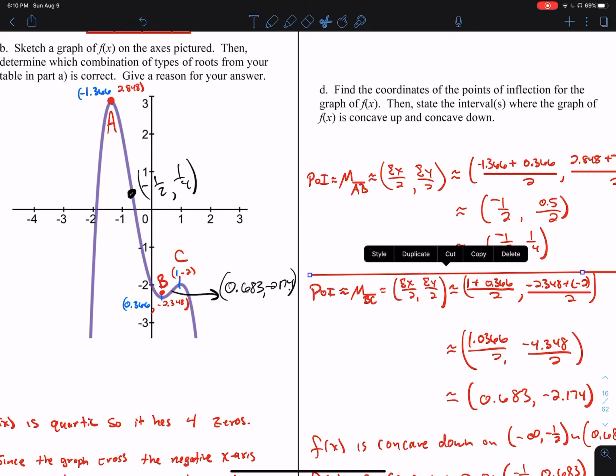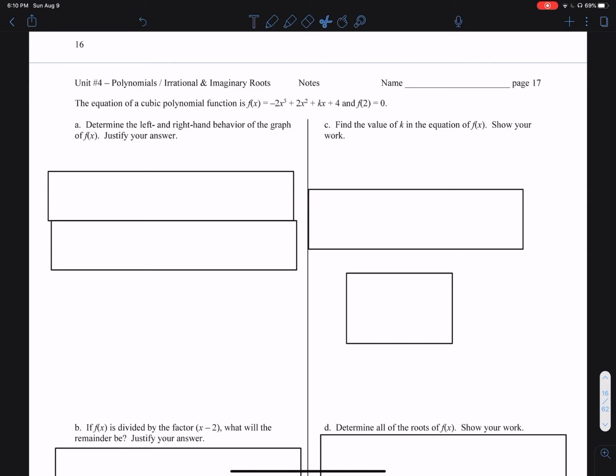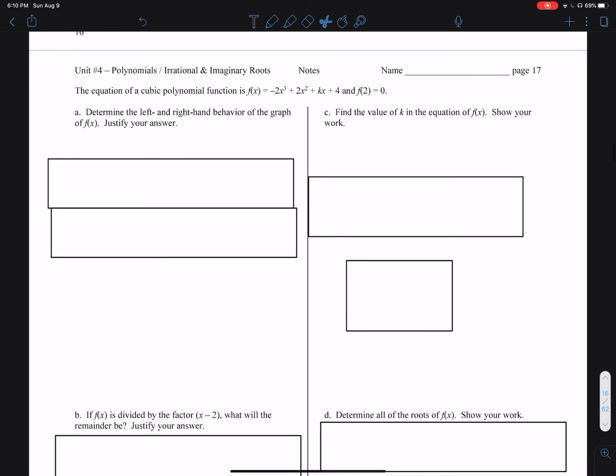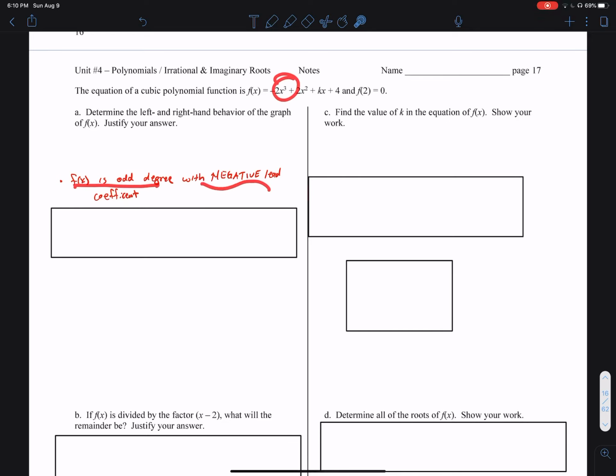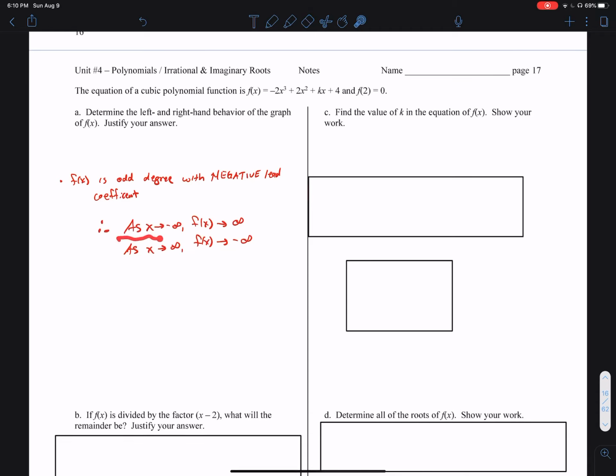All right, similar question. Equation of a cubic polynomial is given. And by the way, f of 2 is 0. Determine the left and right behavior of the graph of f of x and justify your answer. Well, f of x is odd degree with a negative lead coefficient. That tells us that the graph looks like this. And I would draw that just to give yourself an idea of what that looks like so you don't make a mistake on this. As x goes to negative infinity, f of x is going to infinity.